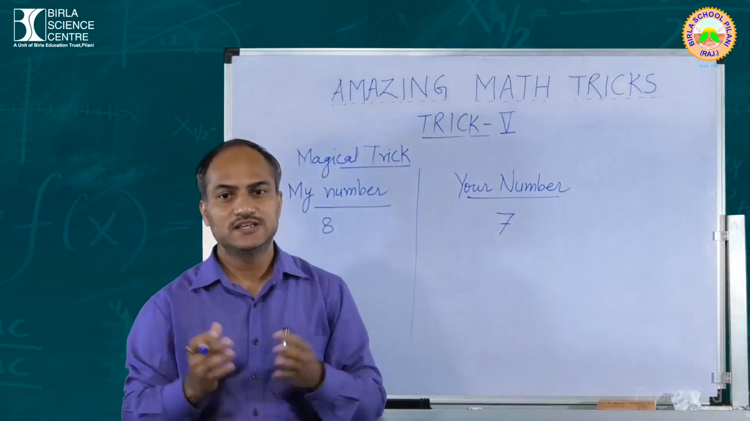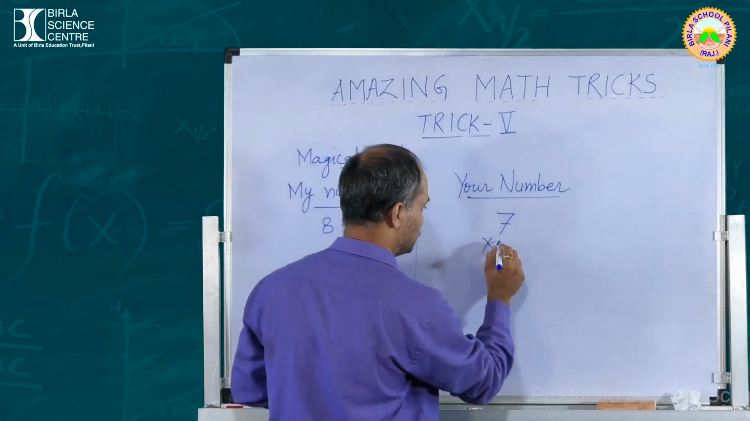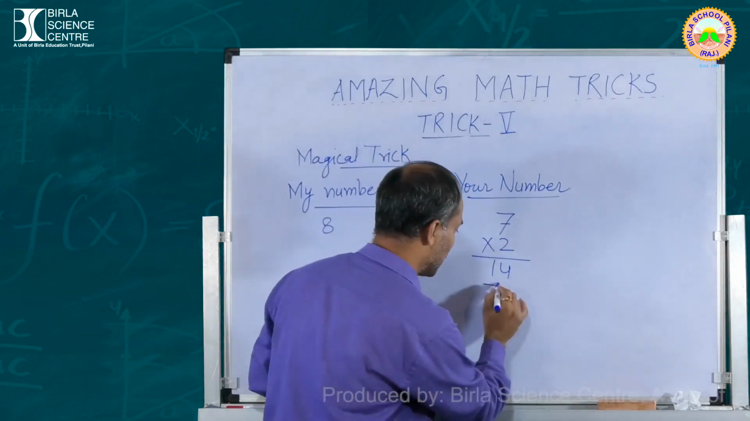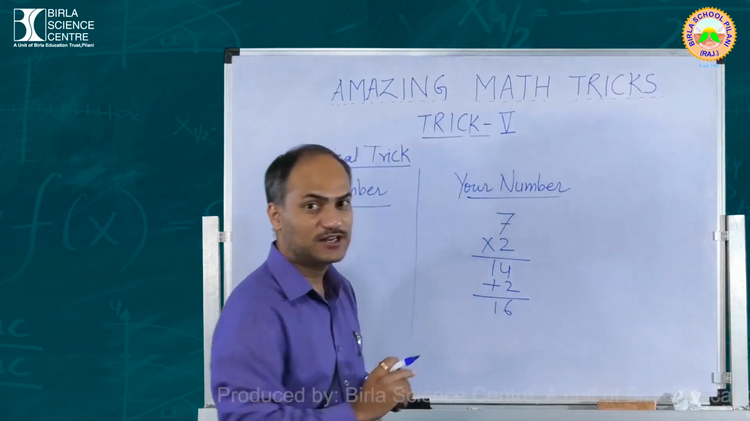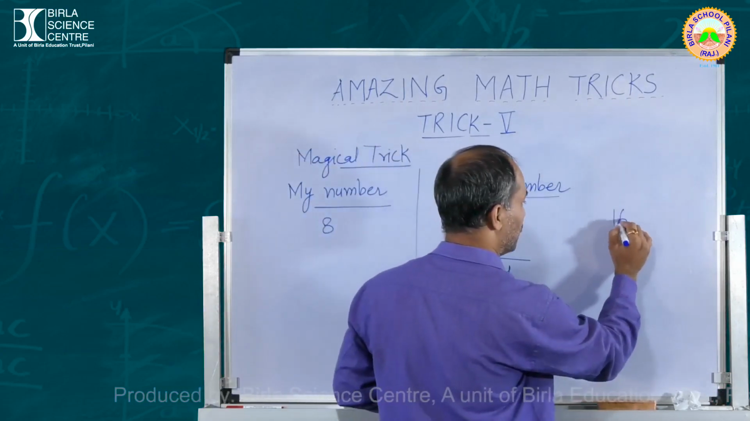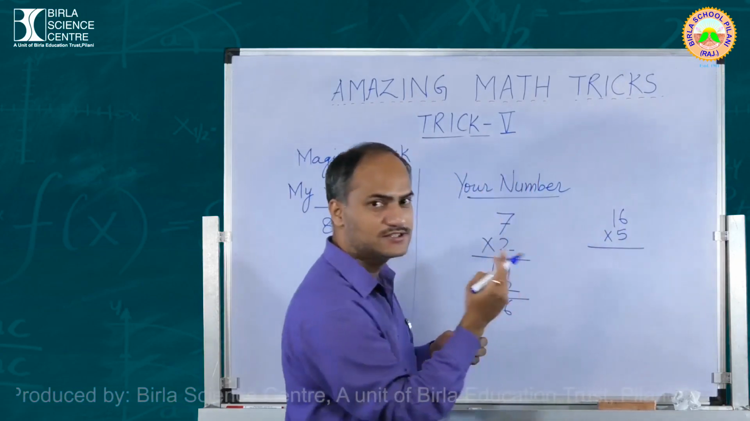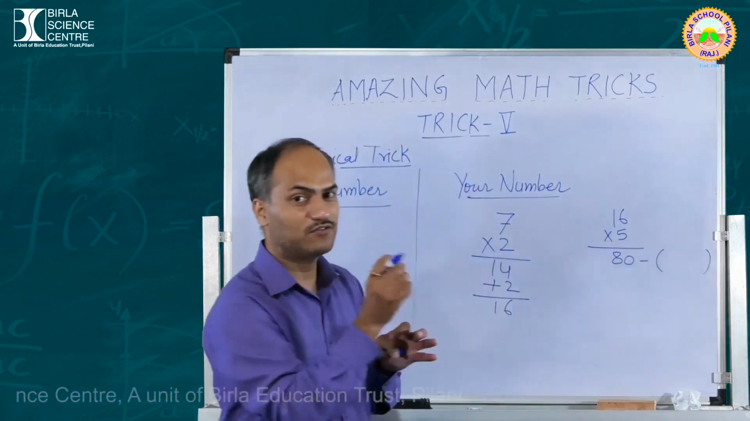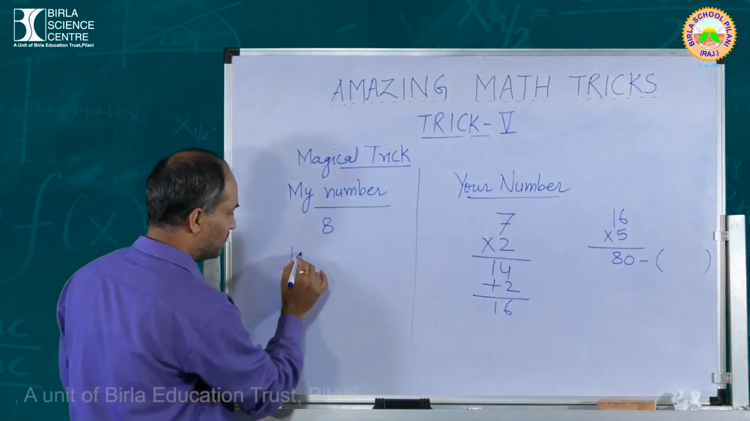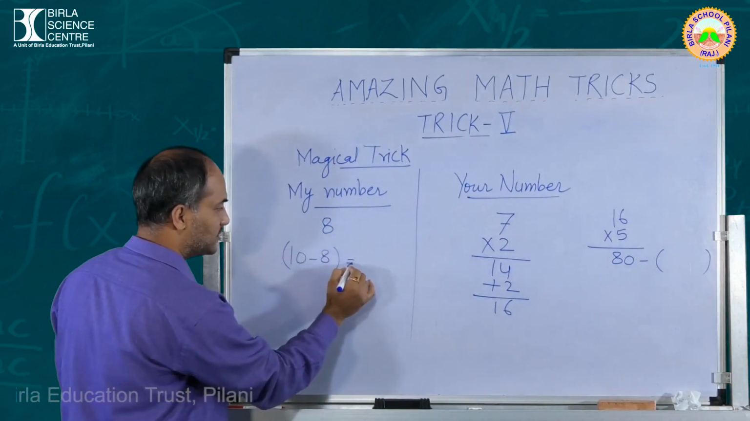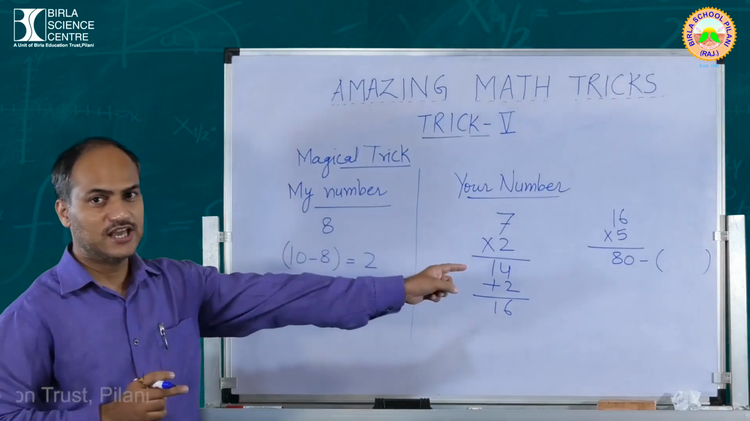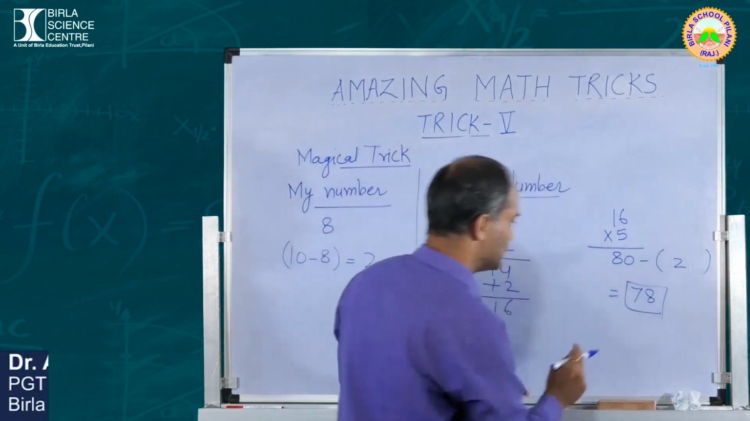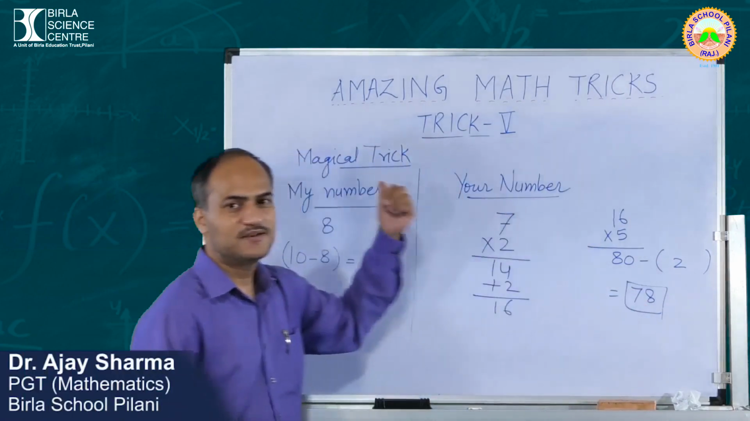Okay, so again I am doing a set of operations, and the first operation is doubling, so we get 14. The next operation is adding 2, so this is 16. Now I am multiplying 16 with 5. So what is the answer? 16 5s are 80. Now from 80 I have to subtract something. What is that something? I have to subtract my number from 10. What is this? 2. So from this 80 I have to subtract 2. So what is the answer? 78. Just see guys, 7 is your number, 8 is my number.